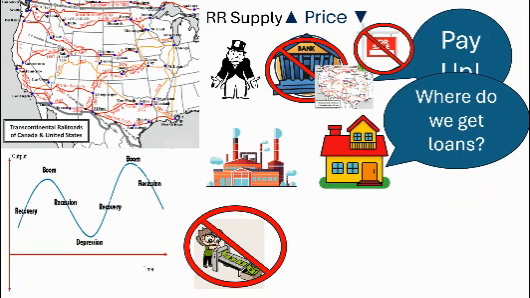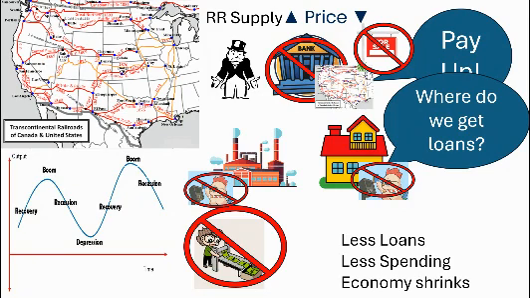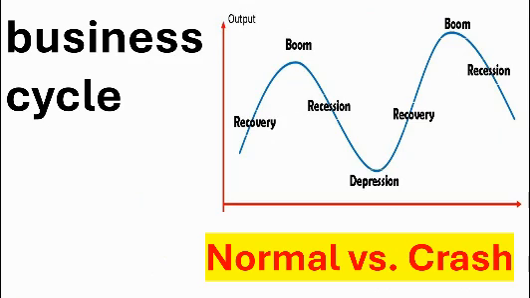Well, where do they get their loans? Where do they borrow money if they want to start new businesses or borrow to buy a house? They can't. And so spending goes down for households, spending goes down for firms, less loans, less spending, the economy shrinks. That is the Panic of 1873 bust. Boom goes the dynamite.